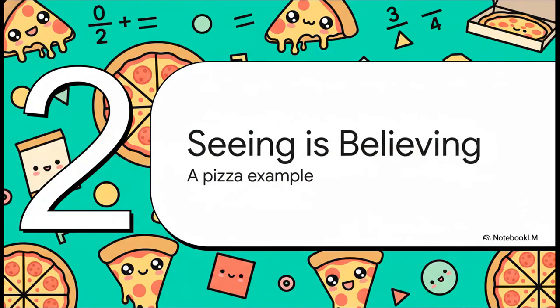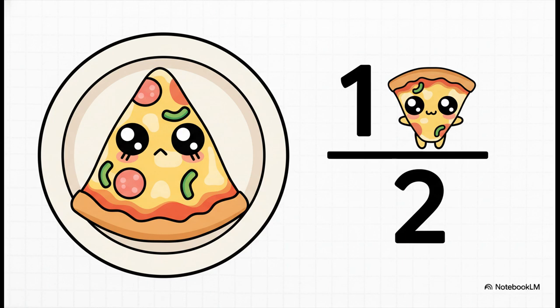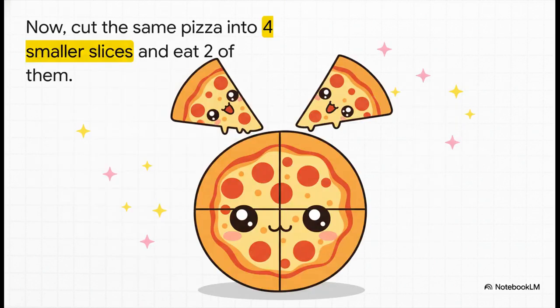Now, a definition is one thing, but actually seeing it makes everything click, doesn't it? So to really get this, we're going to use an example that I think we can all appreciate. Pizza. So picture this. You've got a yummy pizza and you slice it right down the middle into two big equal pieces. Now, if you take one of those slices to eat, how much of the pizza is that? That's right, you ate one slice out of the two total slices, and as a fraction, we write that as 1/2.